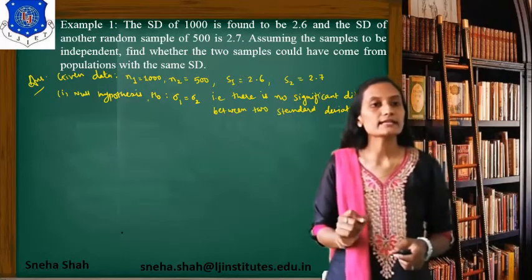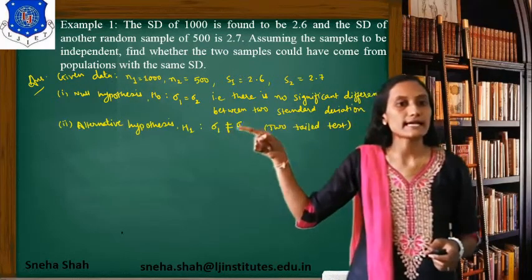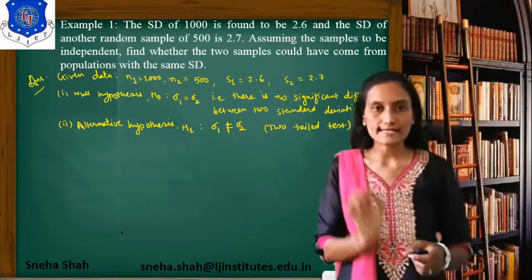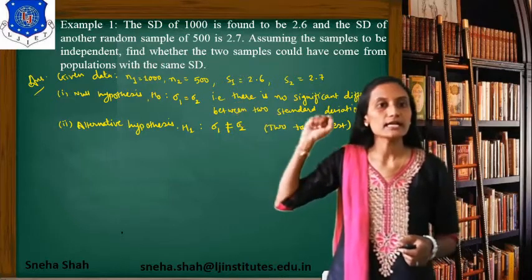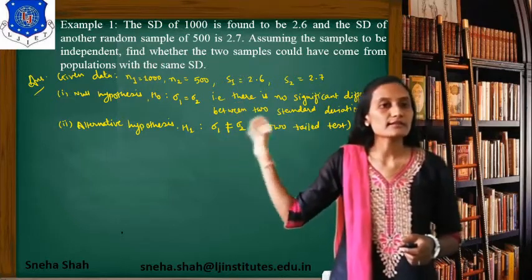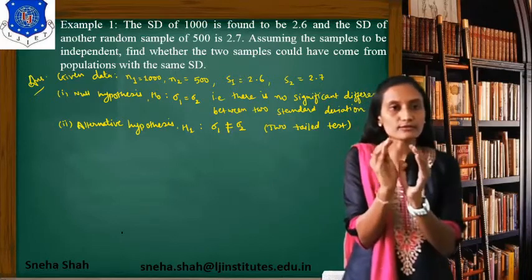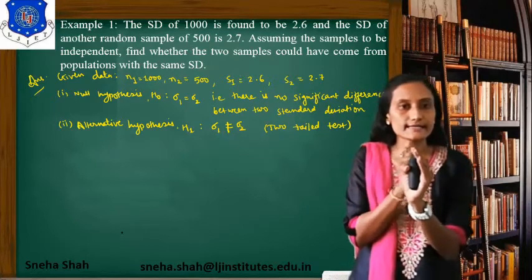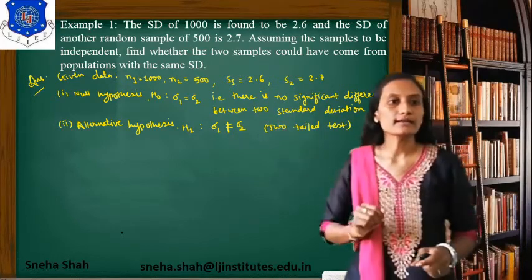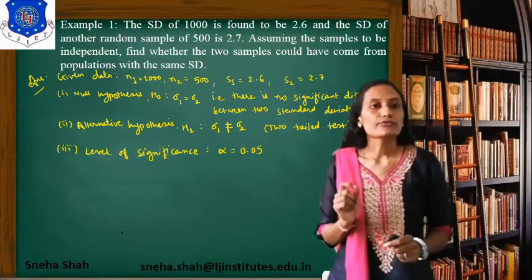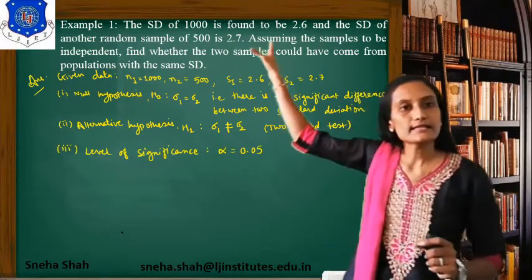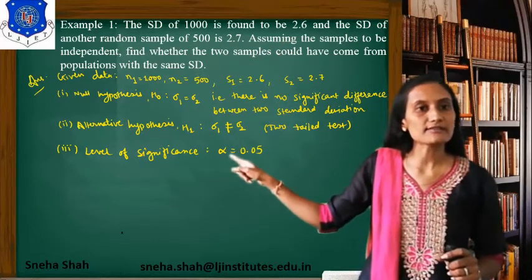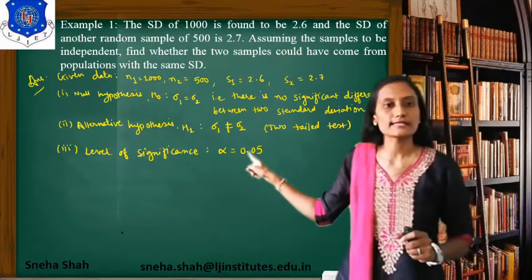So the alternative hypothesis will be represented as H1. In this we take sigma 1 does not equal sigma 2, because sigma 1 equals sigma 2 is given in the null hypothesis. So sigma 1 does not equal sigma 2, so it will give you this or this. It means it will be considered as a two-tailed test, right? Now, the level of significance is not given in this particular example, so we assume that the level of significance alpha equals 0.05.